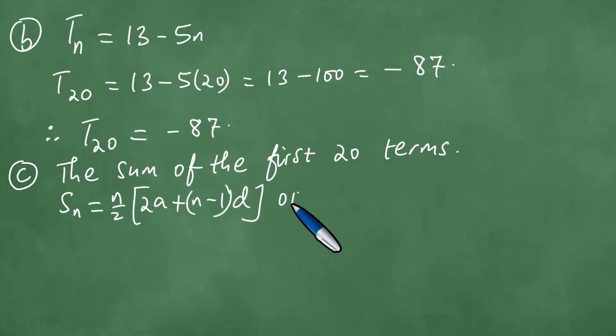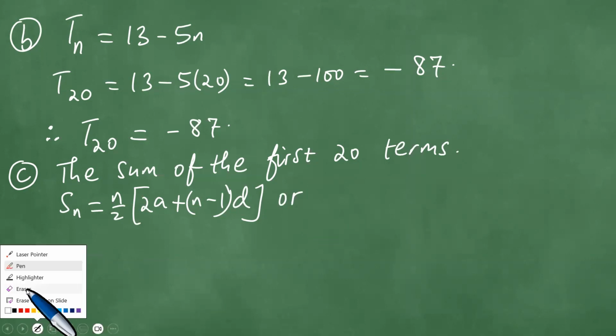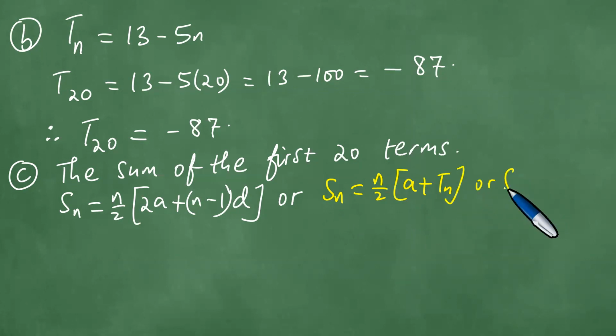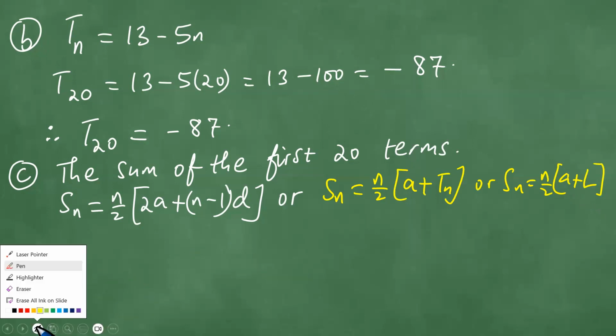If you don't want to write this formula like this, there's another one that we use in the metric syllabus, which is n over 2 into a plus t sub n. If you don't want to use this one, you can use Sn equals n over 2 into a plus what we call the last term. So these three formulas both work, they give the same answer.